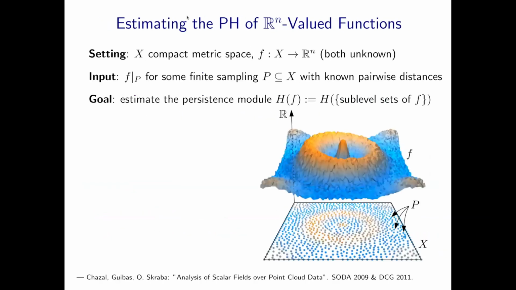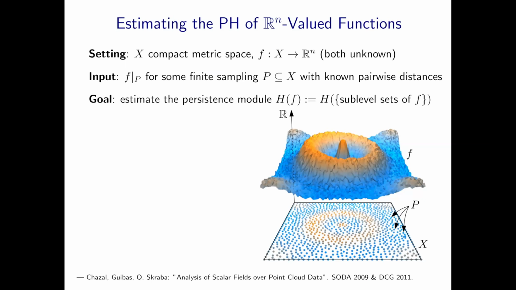So here is our setup. So we have a compact metric space X. So we're going to assume we have a metric. And we have a function that is R^n valued. And both of them are unknown. Okay, you don't know them. What you know is a finite sampling P of your space. And of course, you know the function values at the points of P, but not anywhere else in the space. And you know also the pairwise distances between the points. That's why I wanted to have a metric space structure in the first place.